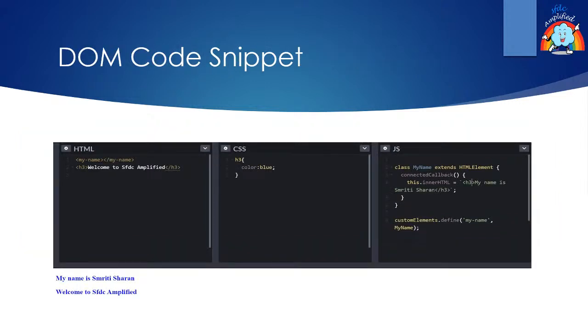Now to understand the shadow DOM, we want to understand the basics of DOM. Here we already created a custom element. We have a fair understanding about it. I used my name, and here I gave it as H3. My name is Smriti Sharan, so it is coming as H3. And then I used another one, welcome to SFDC Amplified. And then I changed both of the colors in the CSS to blue. You can see here as I change the color to blue, because both are H3, it is changing both. So this is a normal DOM which you would have seen. That's how we are able to write.